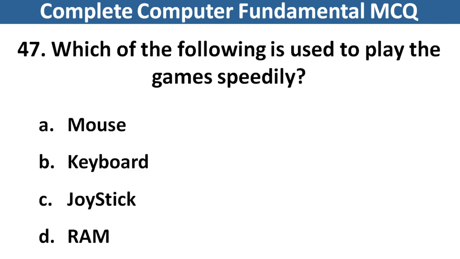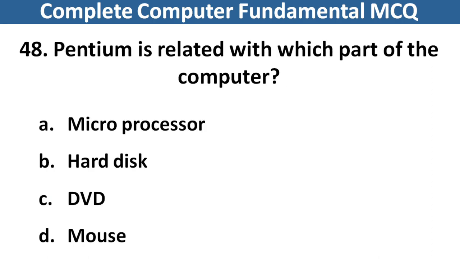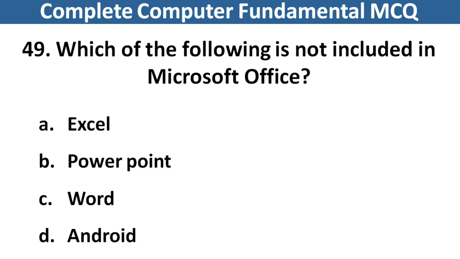Next question. Which of the followings is used to play the game speedily? Right answer is option C, joystick. Next question. Pentium is related with which part of the computer? Right answer is options A, microprocessor. Next question. Which of the following is not included in Microsoft Office?